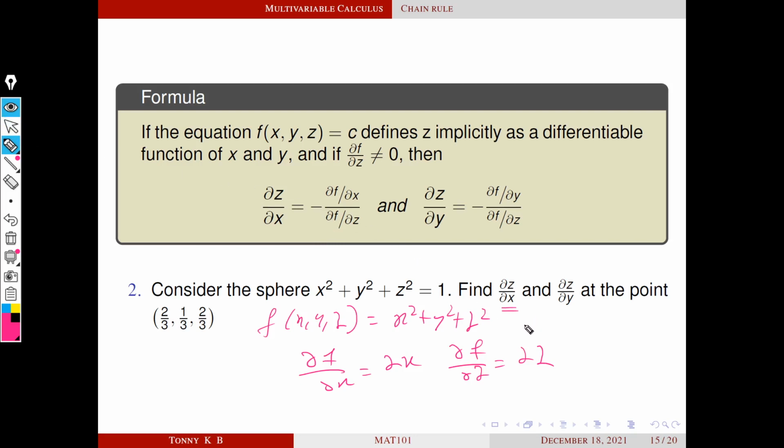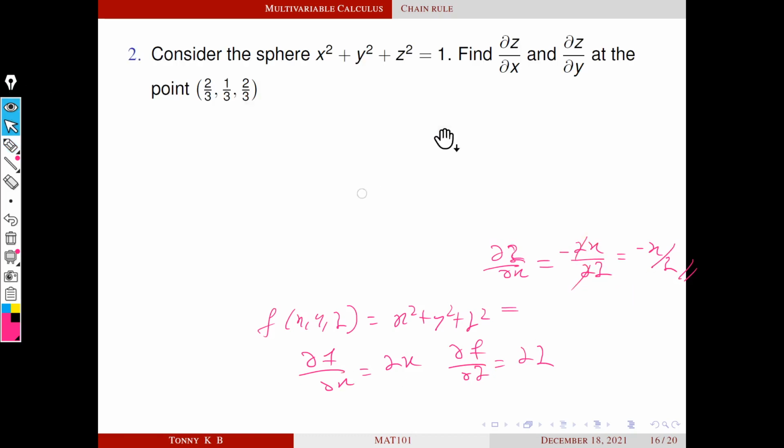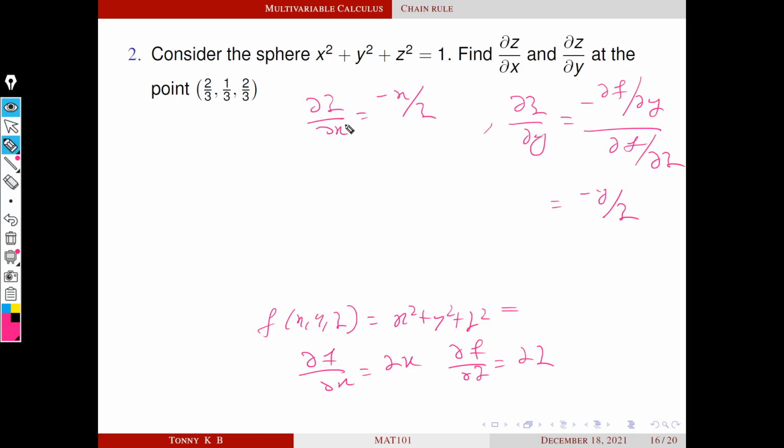So what is dou z by dou x? Minus dou f by dou x, which is 2x, by dou f by dou z, which is 2z. You can cancel the 2s, so dou z by dou x equals minus x by z. Similarly, you can find dou z by dou y. That is minus dou f by dou y by dou f by dou z, that is minus 2y by 2z, so that is minus y by z.